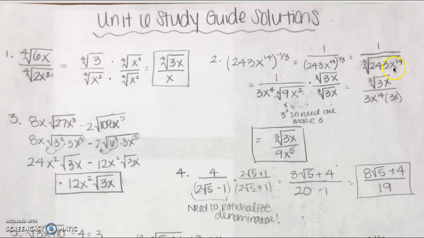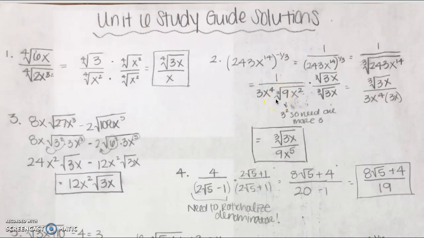And remember, when you have x to some power, you divide the power by the index. So 14 divided by 3 is 4, remainder 2. So now we have x to the fourth, remainder 2. So that's what's left on the denominator.